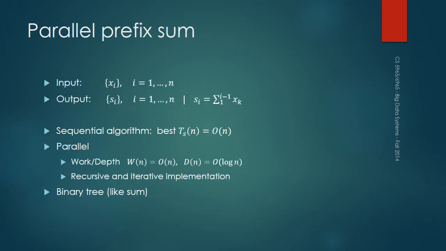Okay. So here's a formal definition. The input is a bunch of numbers, and we are interested in computing another array of the same size where each entry is the sum up to that index of the input array. So this is formalizing it. For a sequential algorithm, the best you would do is order n. It's simple. You do a single pass through the array.